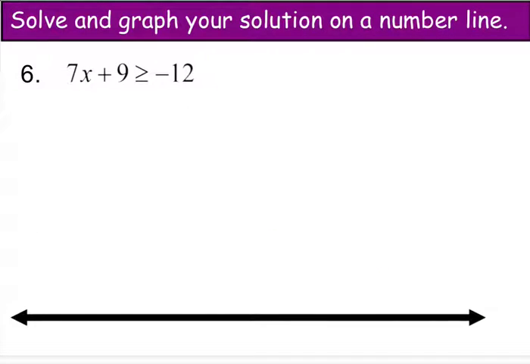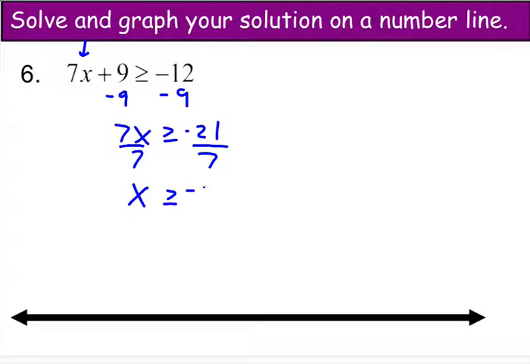Same thing here. Get the variable term by itself. We don't have to simplify either side here. It's not a lot of work. So just subtracting 9 from both sides. 7x is greater than or equal to negative 21. Divide both sides by 7, and x is greater than or equal to negative 3. Now, it was negative 21, but we're not dividing by the negative 21. We're actually dividing by positive 7, so we don't flip our inequality symbol.